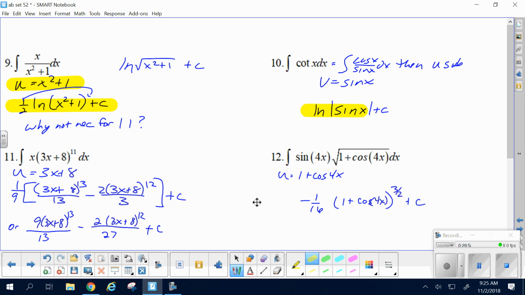Number 10. I let u equal sine of x. Actually, I used an identity first. Cotangent I rewrote as cosine over sine. Then I used a u sub, u of sine, and that's log of sine plus c.